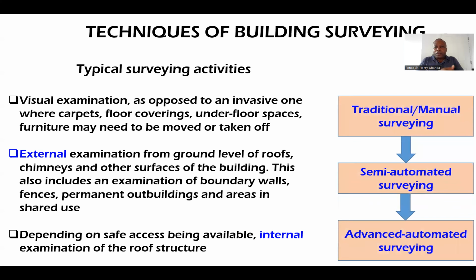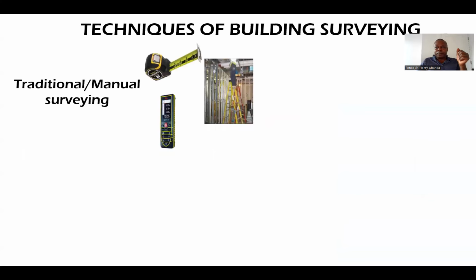Now, those are the activities. How do we carry out these activities? We do that either using what I would call traditional or manual surveying techniques, or semi-automated surveying techniques, or advanced automated surveying techniques. We're going to see the differences between these three main methods or techniques of surveying. Now, I've said traditional or manual surveying.